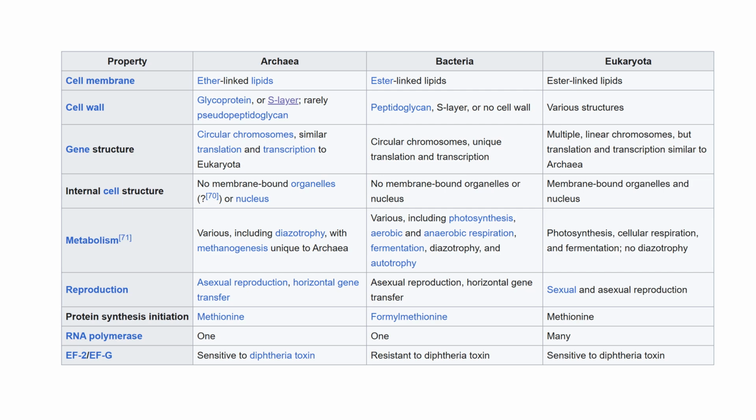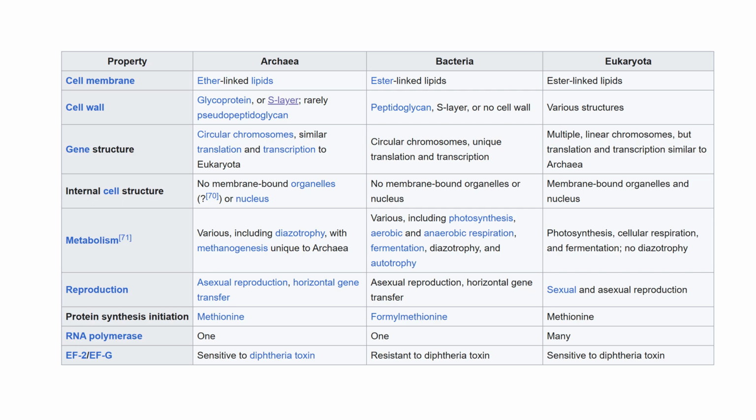Gene structure, they are somewhere similar to the eukaryotes compared to the bacteria, but size wise they are similar to the bacteria. Internal cell structure, no membrane bound organelles both in the archaebacteria and eubacteria, and in the eukaryotes there are membrane bound organelles. We will make a separate video for differences between prokaryotes and eukaryotes that has been asked.